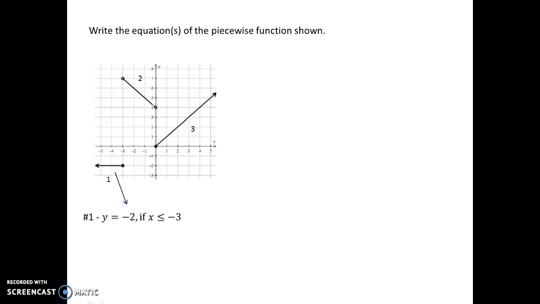Then we go on to number 2, and that one is y equals -x plus 4. Okay? And it's between x equals -3 and 0. So write your equation of the line as though you had the entire line, and then you're going to write your condition. What x values is that line in between? We're going to do the same thing for the third one. So y equals x, or x plus 0 if you want, because the y-intercept is 0. And that's when x is greater than or equal to 0.